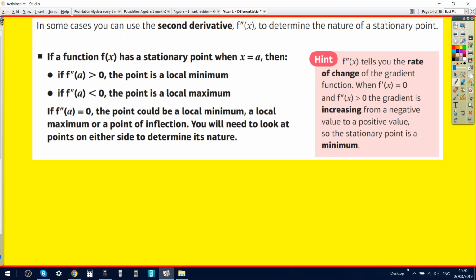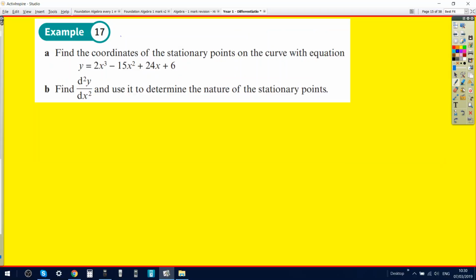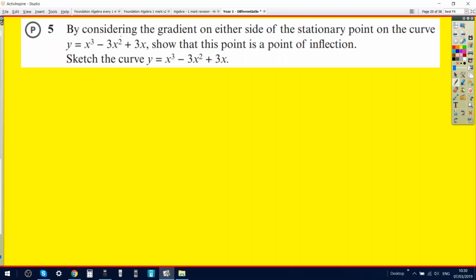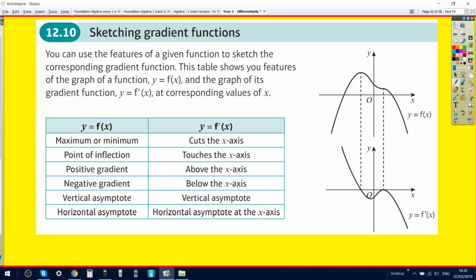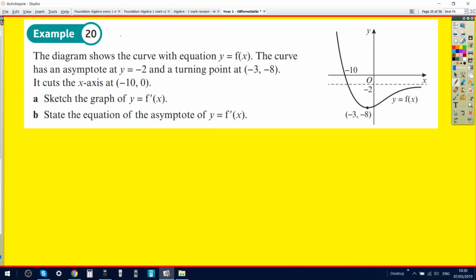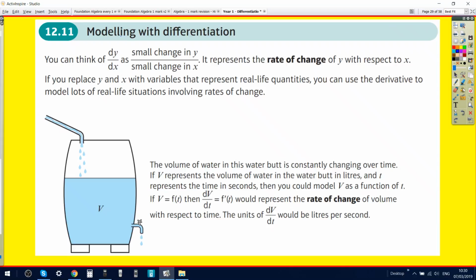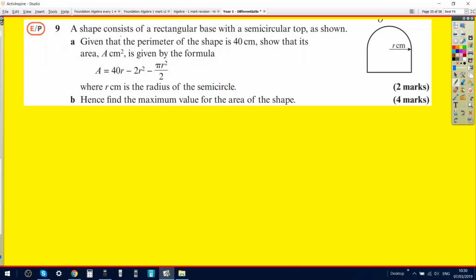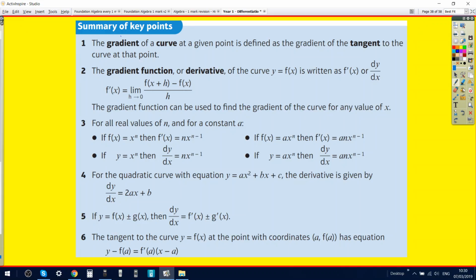So we were solving it when it was equal to 7 and minus 7 and all sorts of stuff. Stationary points. Sketching functions, it's just x and y coordinates. And then this tricky one at the end, modeling with differentiation, is definitely the hardest one. And that's the only one we didn't get to.